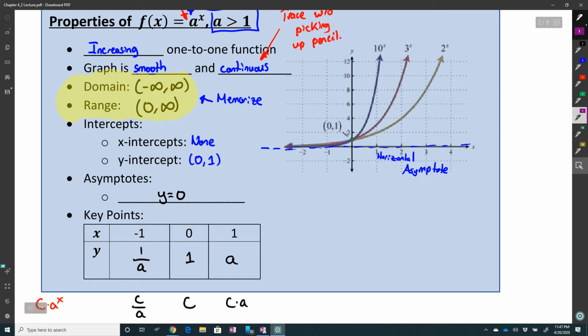Now, one thing I want you to notice is what happens as the base gets bigger. It increases more rapidly as the base increases.